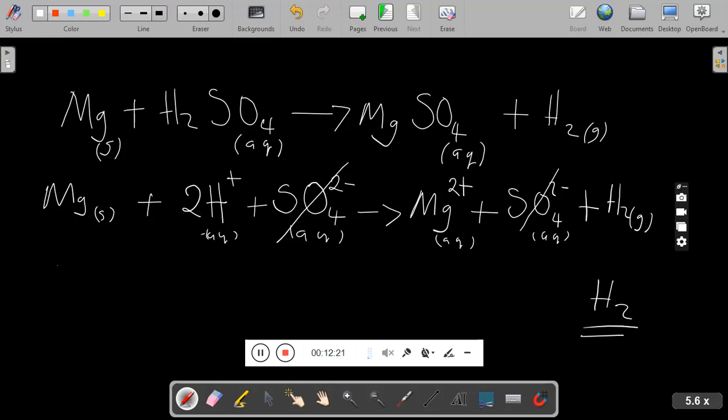So we write it as Mg solid reacting with 2 hydrogen ions here.